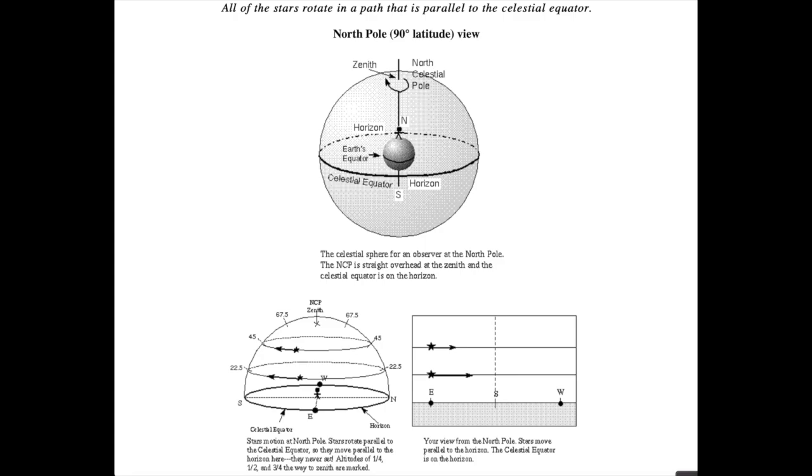If the person is at the North Pole, then the North Celestial Pole is straight overhead at the zenith, and the celestial equator is right along the horizon. That means all of the stars, and the sun, moon, and planets too, will move parallel to the horizon as the Earth spins. You see the star circle paths in the lower left picture and the star paths in the lower right picture are all parallel to the horizon because the celestial equator is on the horizon.